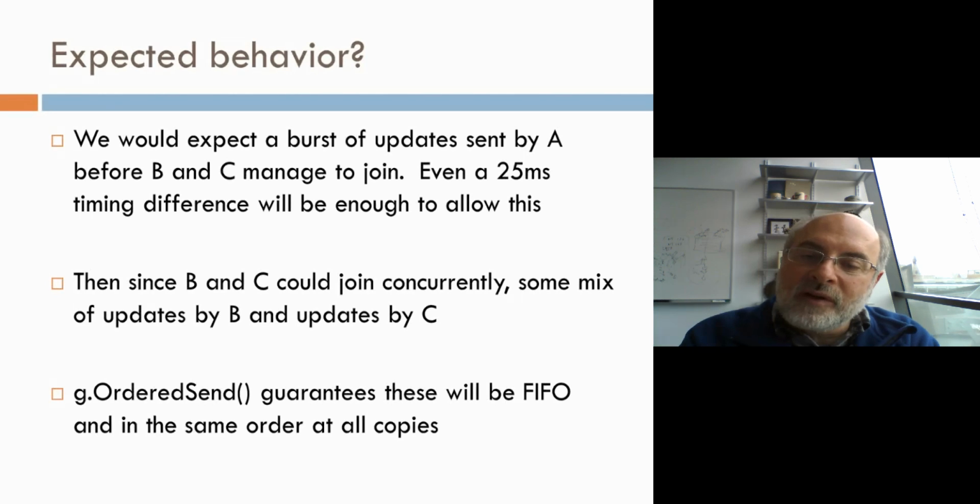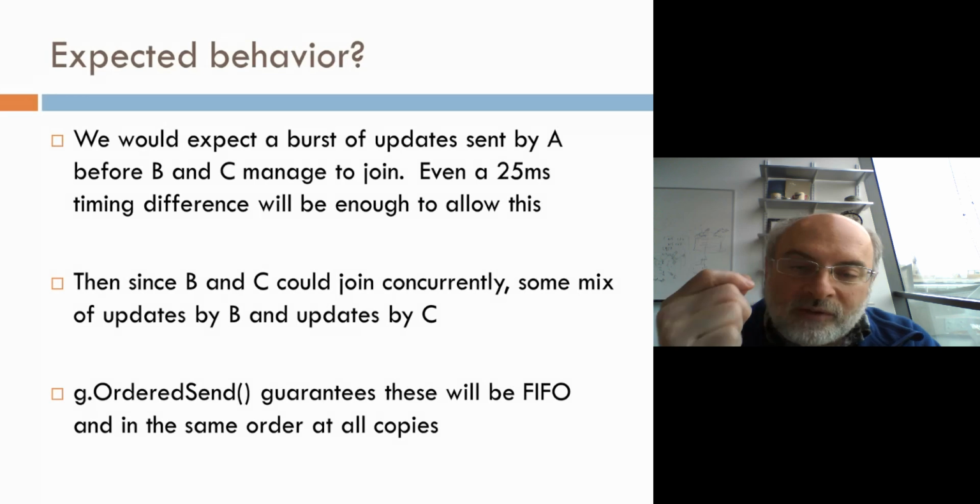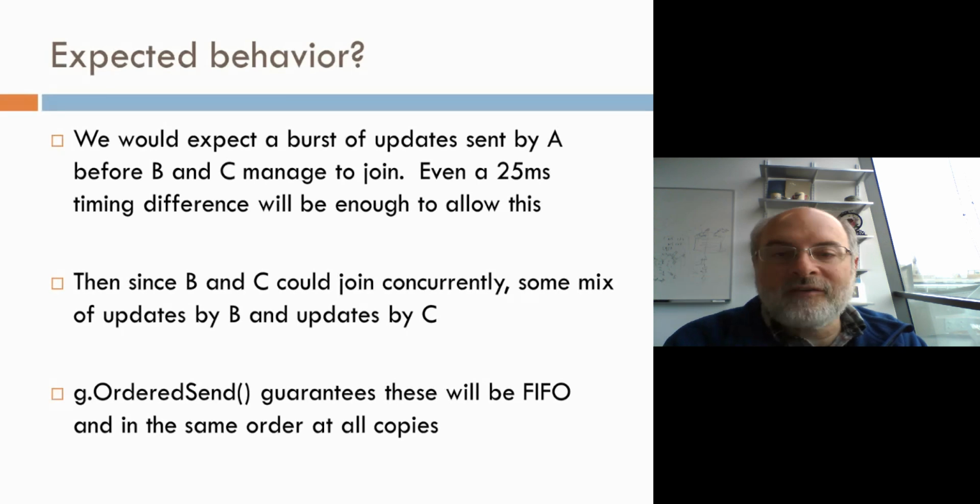So it's not that they were delivered in a different view. They were all delivered in the same view. It's that A heard about the view in real time a little bit earlier, and so it got a little bit of an advanced start on sending those updates. And since it sent them first, there's a good chance they'll get delivered first. It's just a real-time phenomenon.